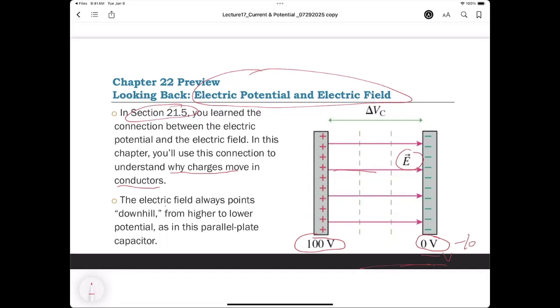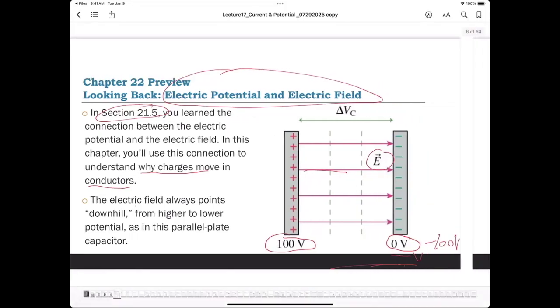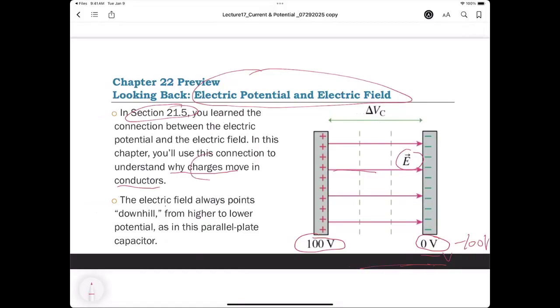For example, it is like a negative 100 volt. Yeah, it is lower, from higher to lower, as in this parallel plate capacitor. This is what we talked about in the last class. In this class, we will talk about the current. Actually, the current is just charge moving, the motion of charge.